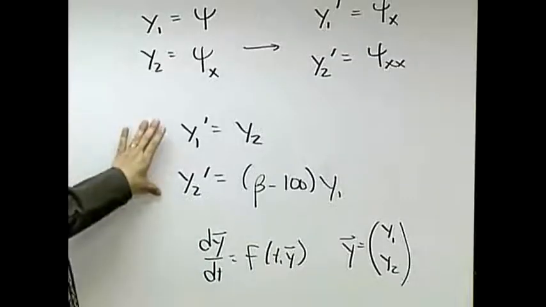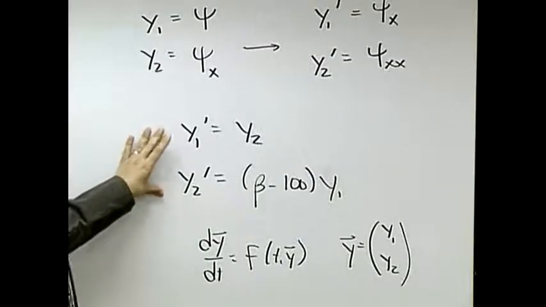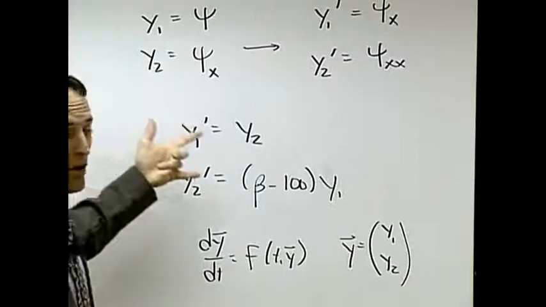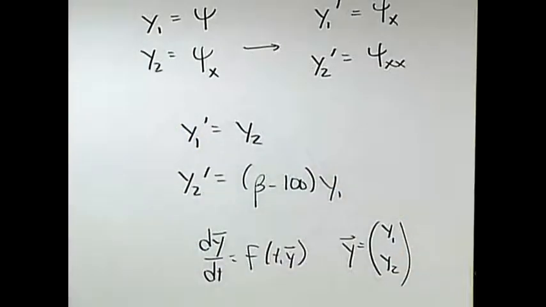Okay, so that's the connection. By the way, we still have boundary conditions, right? This is a boundary value problem. So we've got that set up. What are the boundary conditions? Well, let's come back over here.